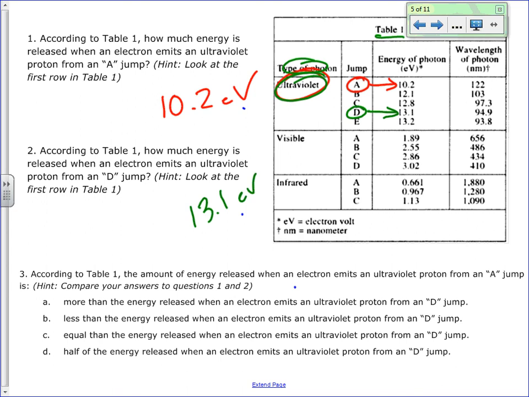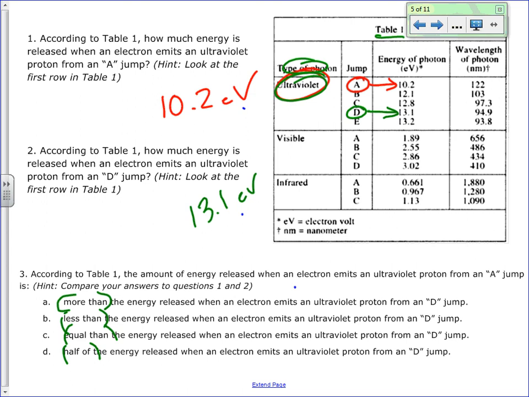Now you just need to know 10.2 versus 13.1. All right, it says according to table 1, the amount of energy released when an electron emits an ultraviolet photon from an A jump is, and then we have the same situation as before, where we have the more than, less than, equal to, and half of. Those are the only difference between all of these answer choices.